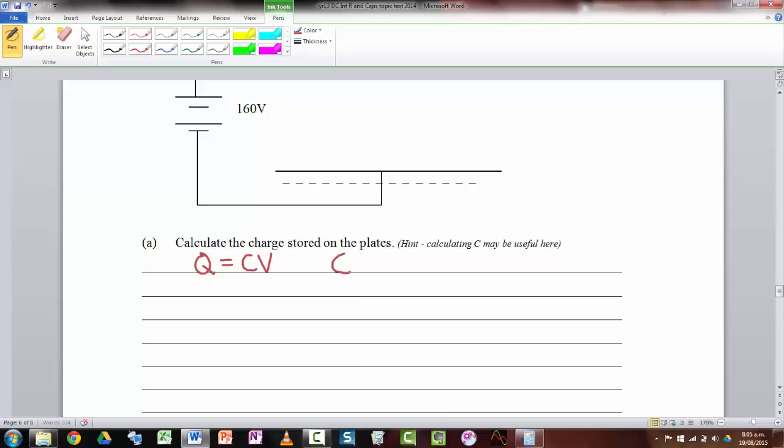So C, we know for an air-filled capacitor, is epsilon naught A over D. If it's not air-filled, if it's filled with a dielectric, then we have to also include the little epsilon R here. But if it's an air-filled one, that's all we need. And in this case, we need to use the permittivity of free space, which is 8.85 times 10 to the negative 12.